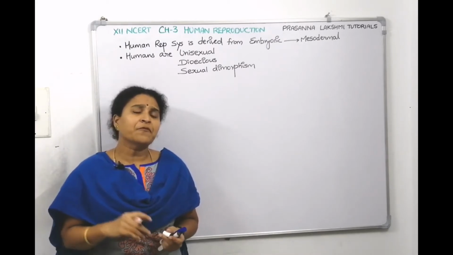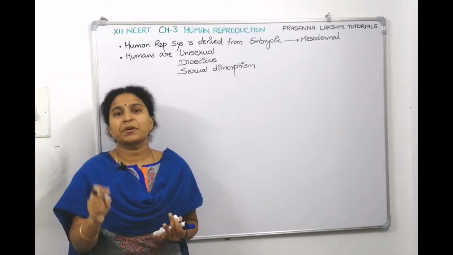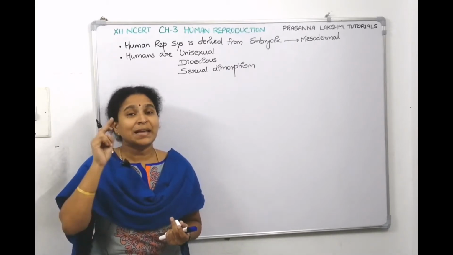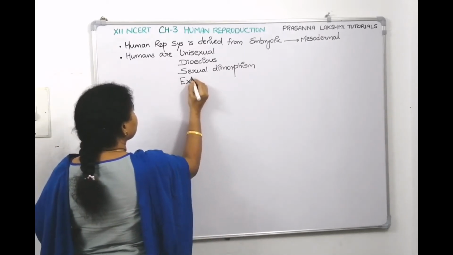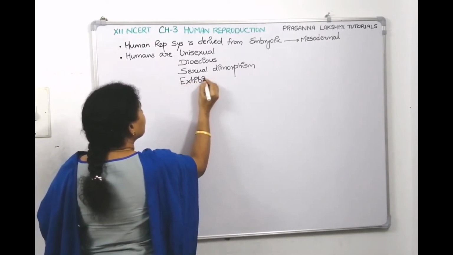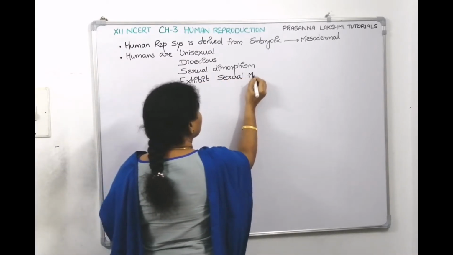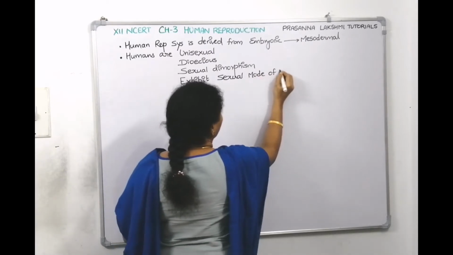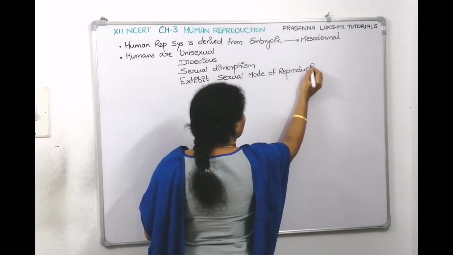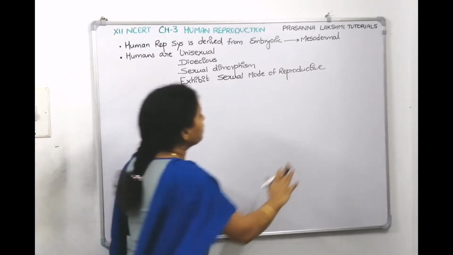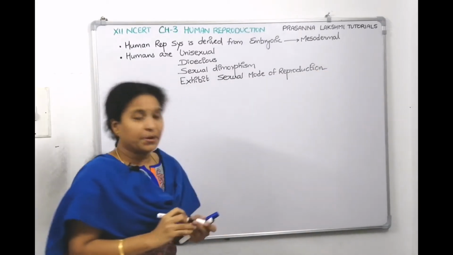And then which type of reproduction will humans go? Is it vegetative reproduction or asexual reproduction or sexual reproduction? Humans exhibit sexual reproduction. Next we can write: humans exhibit which reproduction, children? Sexual mode of reproduction.